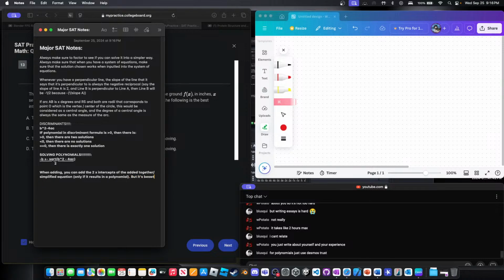But it's best to just put 2 halves of the equation into Desmos and add the points of intersection.